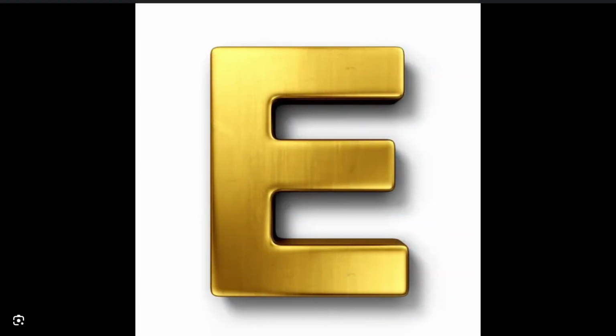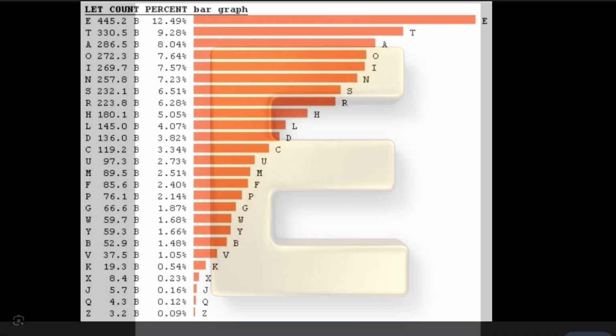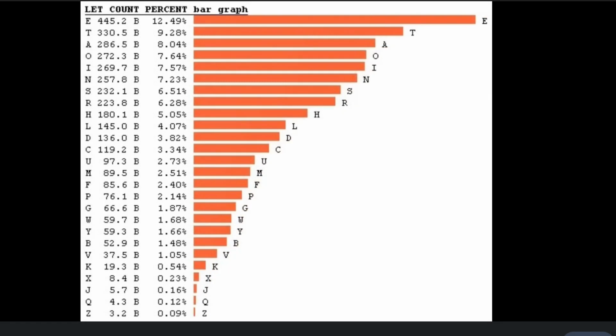Like the letter E. The letter E is far too overused, no doubt about it. We just have to have a look at this. Look how much the letter E is used compared to the letters down the bottom there, Z and Q, hardly used at all. But E is used everywhere.